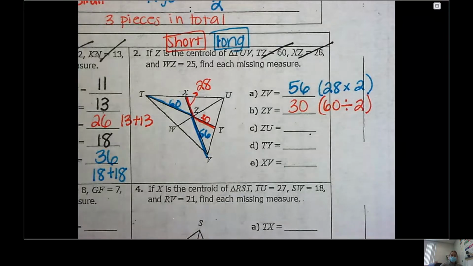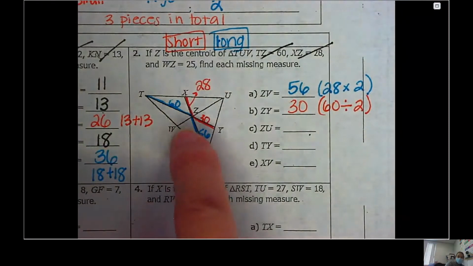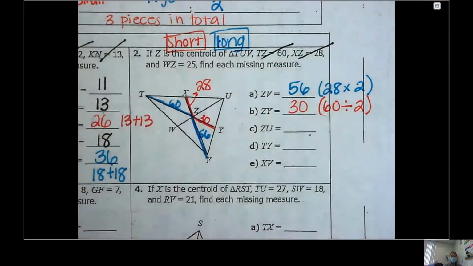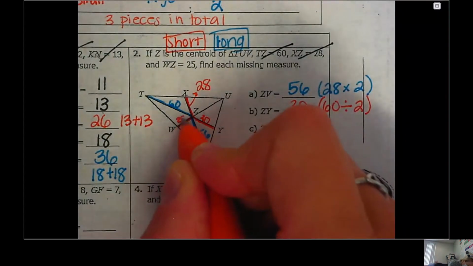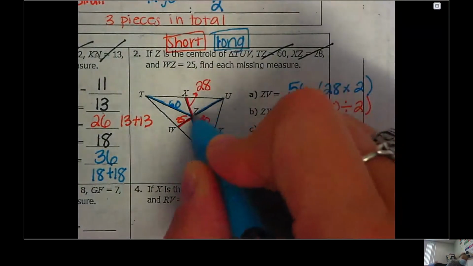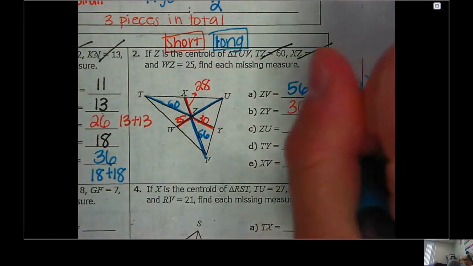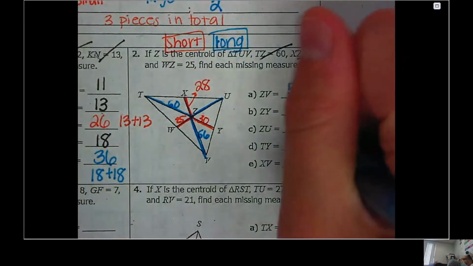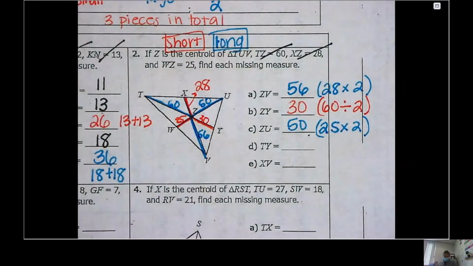Okay. WZ is 25. WZ, is that the short piece or the long piece of that segment? That's the short piece, 25. So how do I find the long piece, ZU? Multiply it by what? 2. So you do 25 times 2, which gives you what? 50. Very nice. Okay, good. So now you have all of the pieces on the interior. You got all the small pieces, you've got all the long pieces.